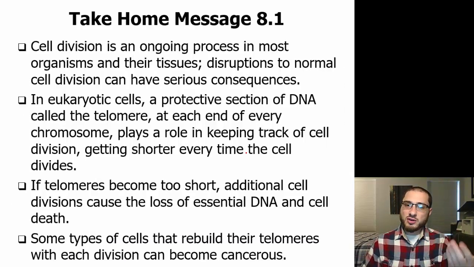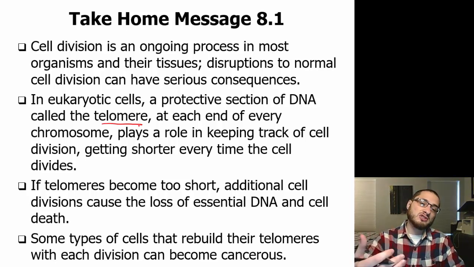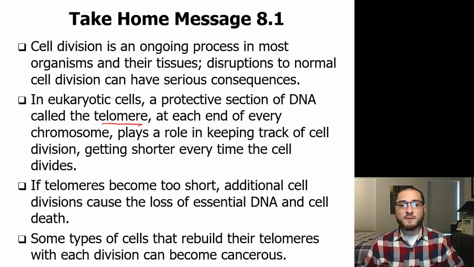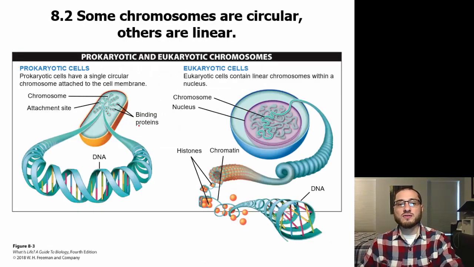So cell division is this ongoing process in most organisms and their tissues, and disruption to normal cell division can have serious consequences. You can have issues with progeria, issues with cancer. So in eukaryotic cells, a protective section of DNA called telomeres at the end of each chromosome plays a role in keeping track of cell division, getting shorter every time the cell divides, and eventually when that cell gets too old, it dies. So if telomeres become too short, the cell is going to die, and it's going to kind of keep a balance between old cells and new cells. Some types of cells that rebuild their telomeres with each division can become cancerous over time.